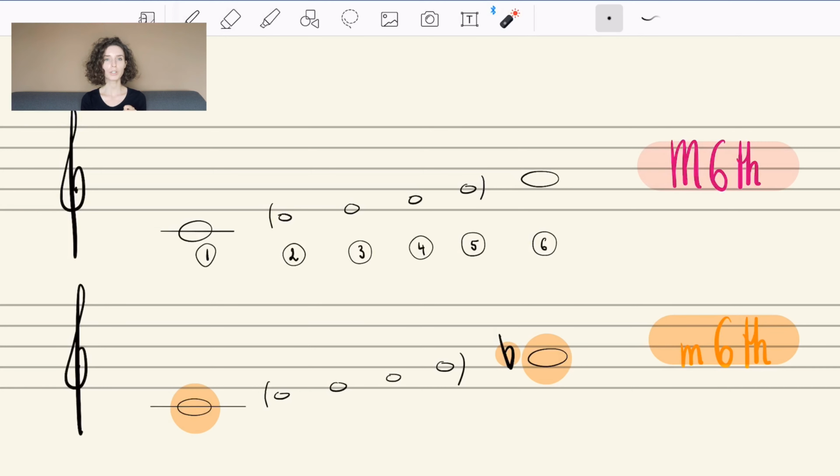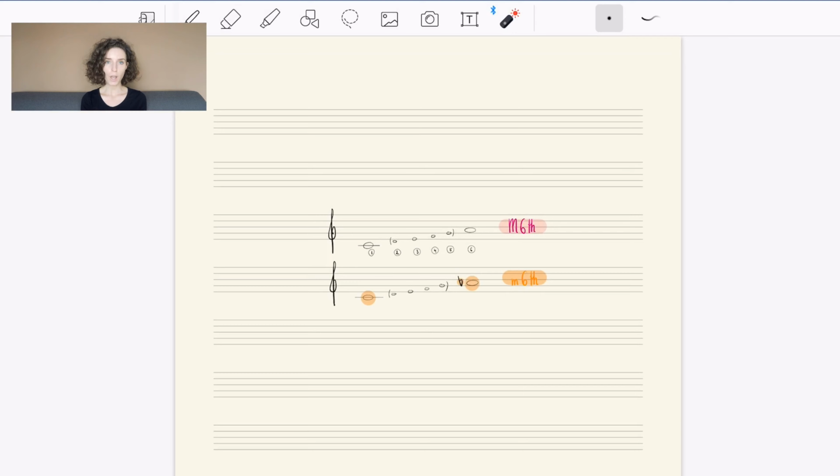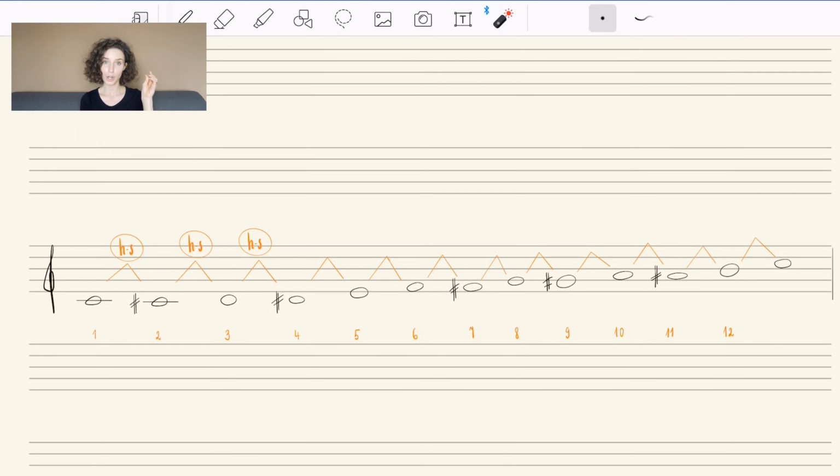Remember that in order to recognize whether an interval is major or minor, you can always count your half steps. So you can go back in your head or in your notes to the chromatic scale and see how many half steps there are in a particular interval that you are looking at. And remember that a major interval is always going to have a half step more.